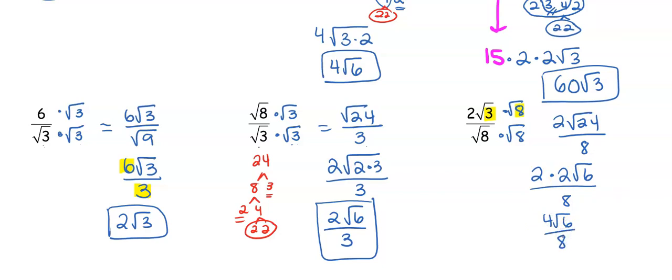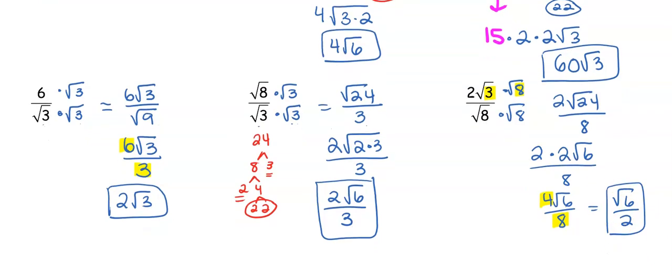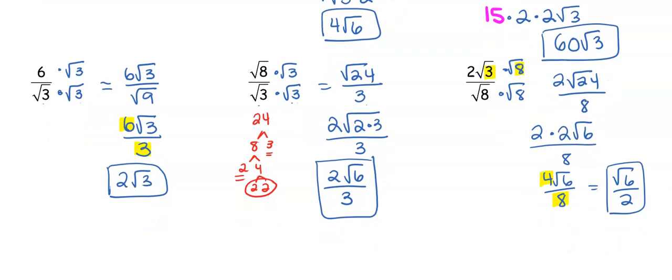When I go to reduce down, I'm going to be reducing the 4 and the 8 because of location, location, location. 4 is outside, 6 is inside, 8 is outside. So I need to reduce the two outside numbers together, which leaves us with the square root of 6 over 2. So that should all be a review.